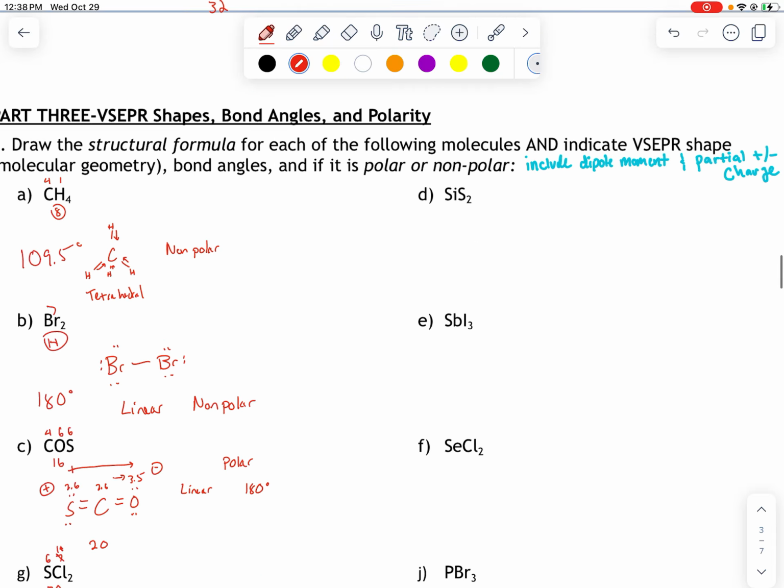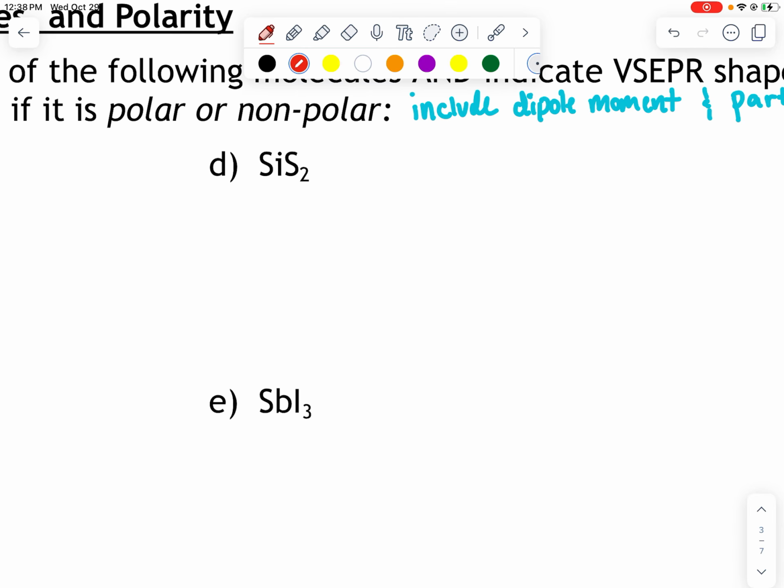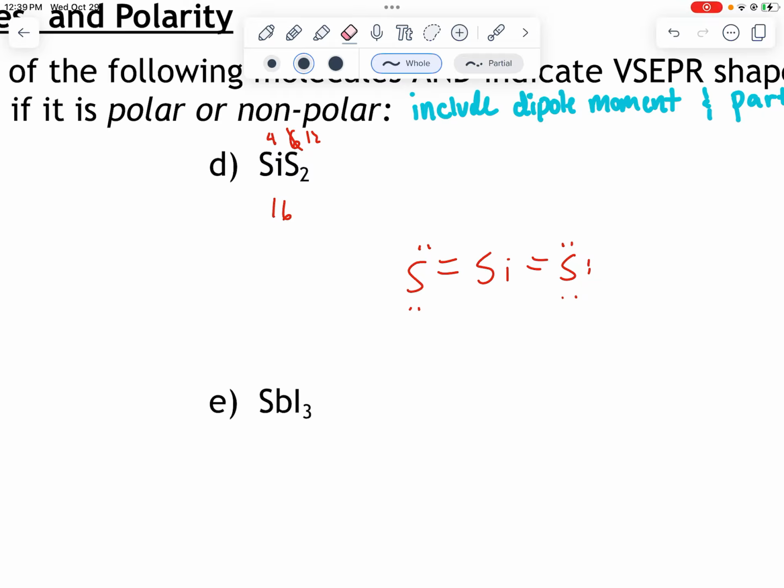Okay. Getting close here. Silicon disulfide. 4, 6 times 2 is 12. So this number is 16. Silicon in the center. This number is 20. So we're over by 4. So I got to add 2 bonds. And then I got to go back and erase dots. So now everybody has 8. This is linear because there's no lone pairs.